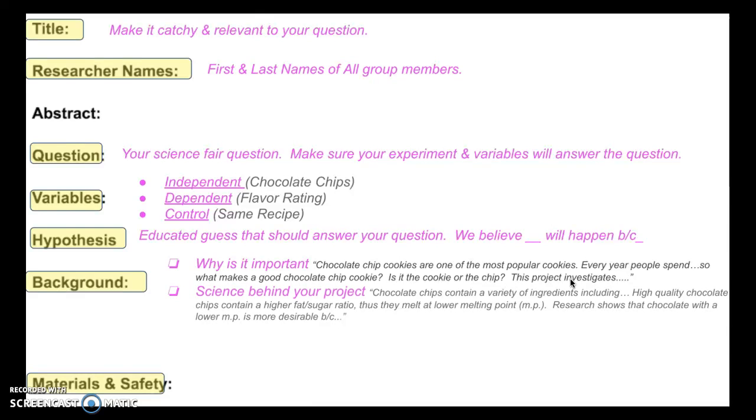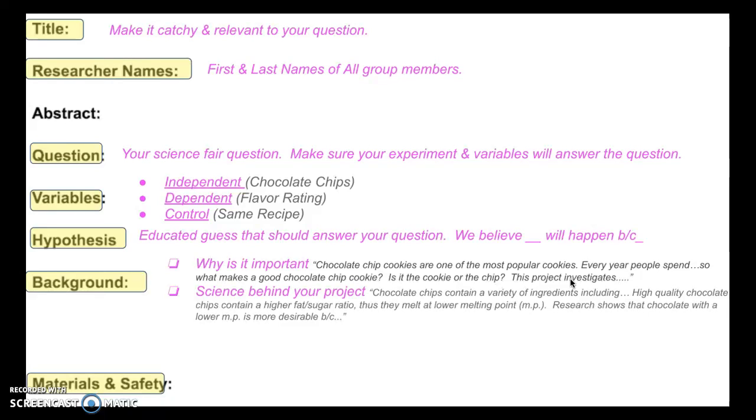Now let's go into the science behind your project. For the science behind your project, chocolate chips contain a variety of ingredients. Okay, let me just back up here. In the science behind your project, this is where you're doing the bulk of your research, and there should be scientific evidence or some sort of scientific data that relates to what you're talking about. In this case, I would talk about chocolate chips, like what makes high quality chocolate chips, and I will talk about those features and factors as well, and the science that backs that up.